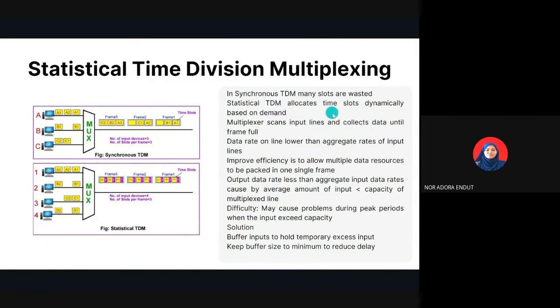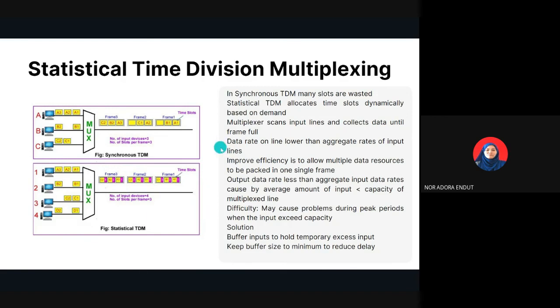Okay, so it allocates time slots dynamically based on demand. Jadi di sini tak ada time slot yang empty. Okay, so kali pertama okey lah, penuh kan semua. Tapi selepas tu bila time slot yang kedua, walaupun tak ada data daripada sender yang kedua ni, dia ambil seterusnya C2 kan. So dia ambil terus. Jangan biarkan dia empty. Okay, so lepas tu empty lagi, dia ambil terus A3. Alright, so there is no empty time slot. Okay, so tugas multiplexer ni adalah to detect data lah. Okay, so the multiplexer scans the input lines and collects the data until the frames is full.